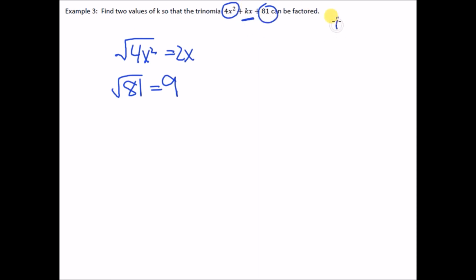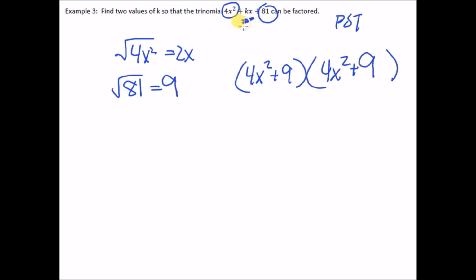Okay, so example 3, find two values of k so that this trinomial can be factored. Well, when I take a look at this, I recognize immediately that we can root 4x squared. I get 2x. And we can root 81. I get 9. So this middle term, we can turn this into a perfect square trinomial. We can have a binomial multiplied by itself, and it'll turn into that perfect square trinomial. We're going to basically have like a 2x plus 9, 2x plus 9.